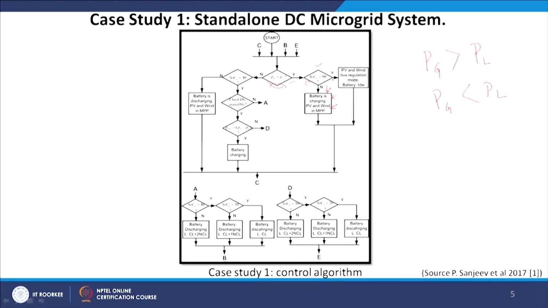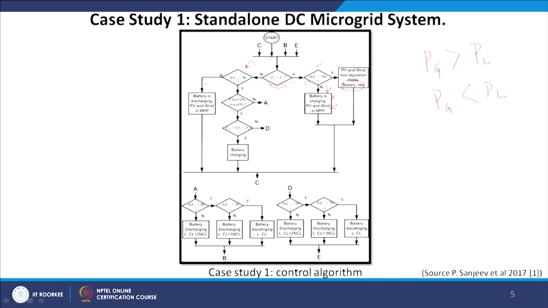Now, if it has already been charged up to 90%, then the PV and wind bus will go to regulation mode and the battery will be idle. We will not charge further. But if PG is not greater than PL, meaning the generation is less, then you will follow this step. Check whether the battery has an SOC less than 40%.